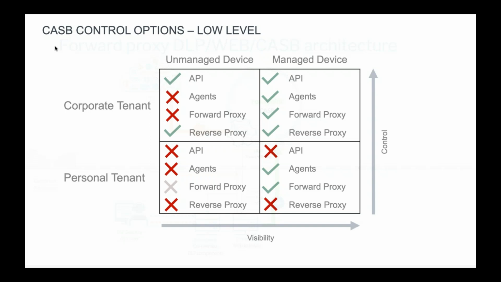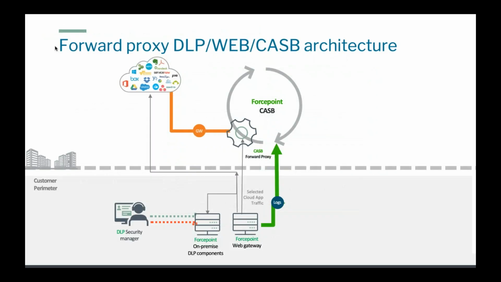So let's talk very briefly about these controls. In this architecture, the customer has Force Point Gateway and Force Point DLP, but that is not a prerequisite. If you do not have Force Point technology in the customer perimeter, we would just use an agent on your device to forward that traffic in real time. So we can uniquely forward any traffic or control any traffic and any user action in any cloud application.